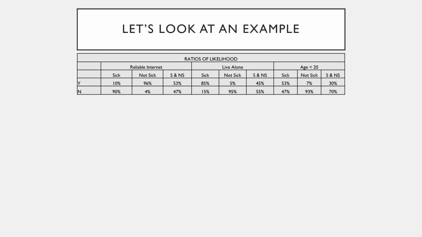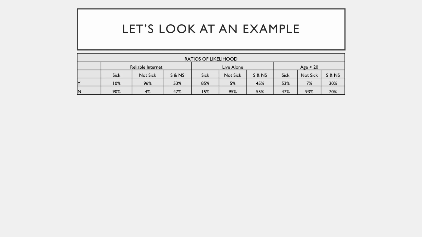So if you live alone, it seems you're more likely to be ill with Board 25. And similarly, if you're under the age of 20 and you are not sick, that represents a small proportion of people. In other words, amongst the non-sick people, only 7% are under the age of 20.